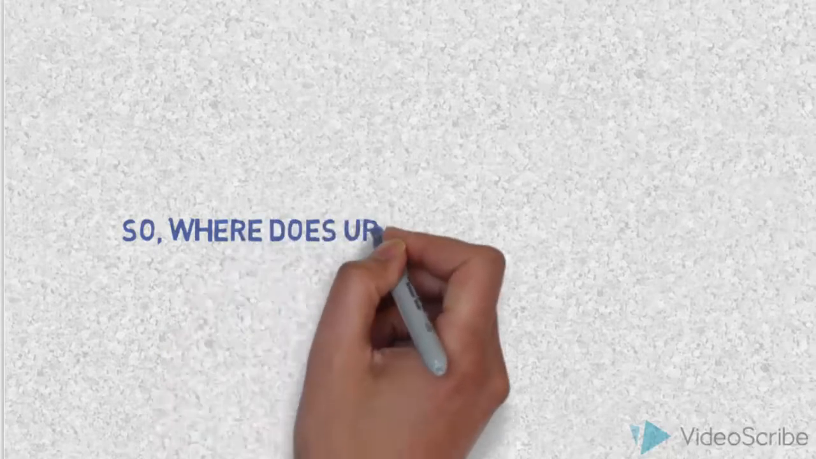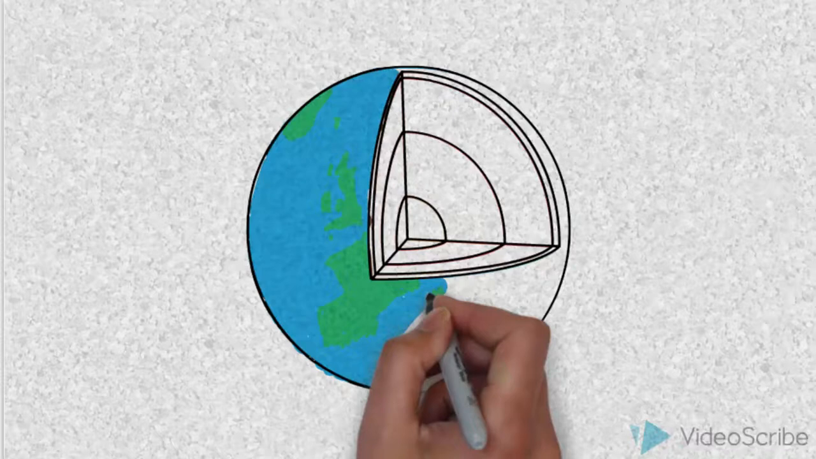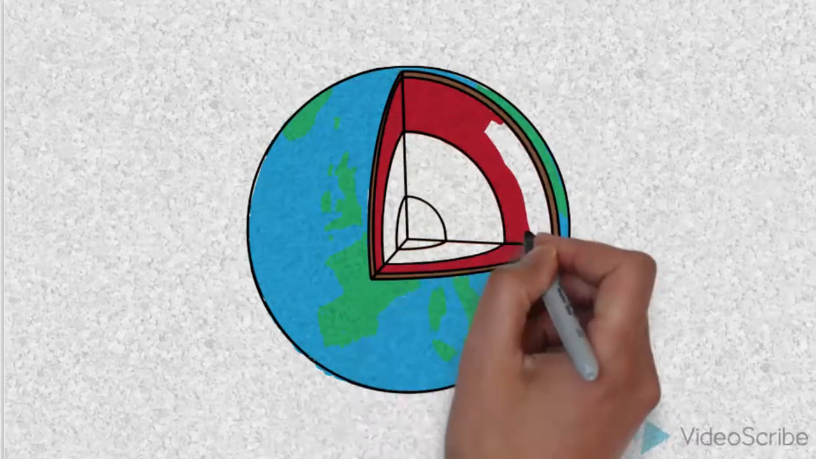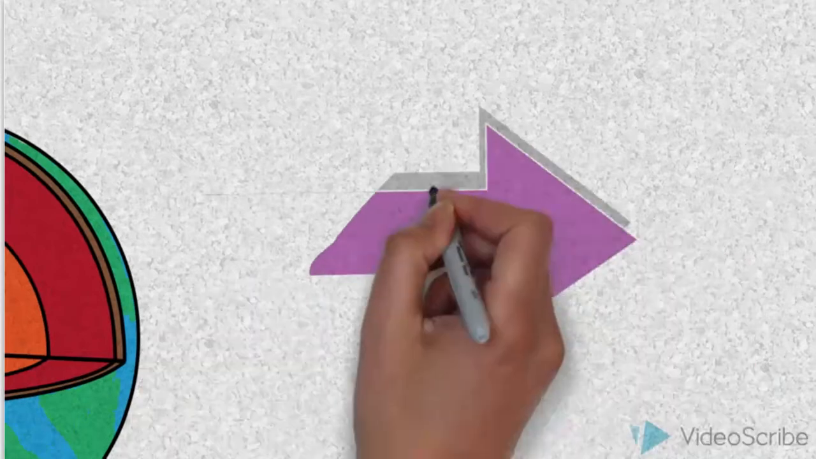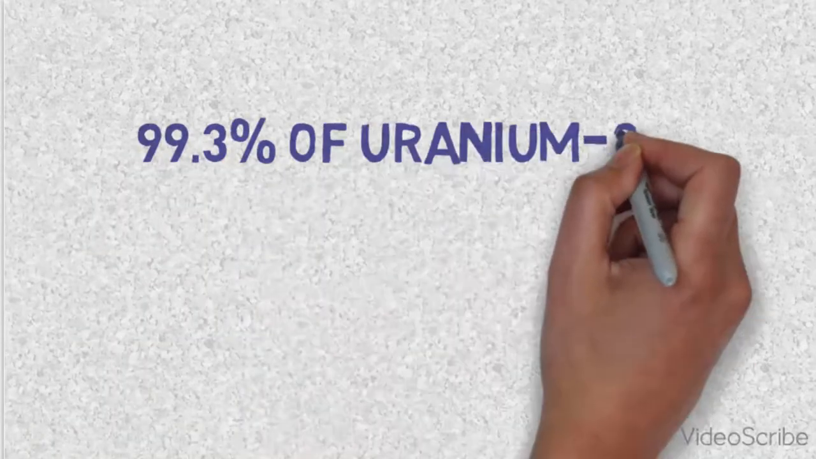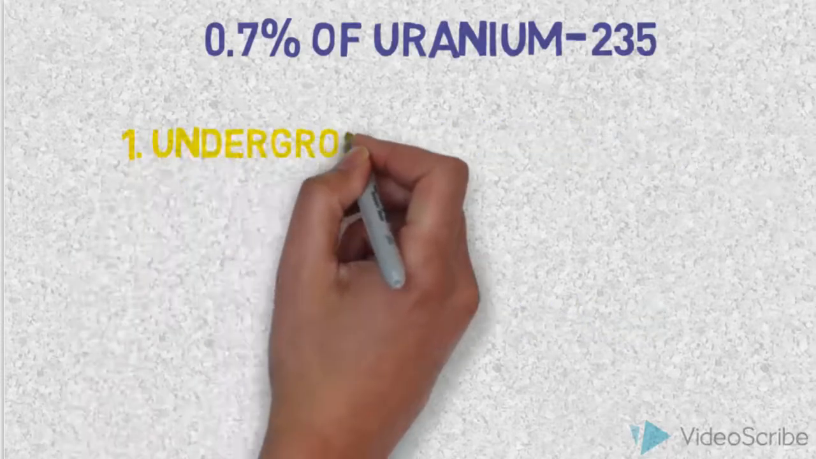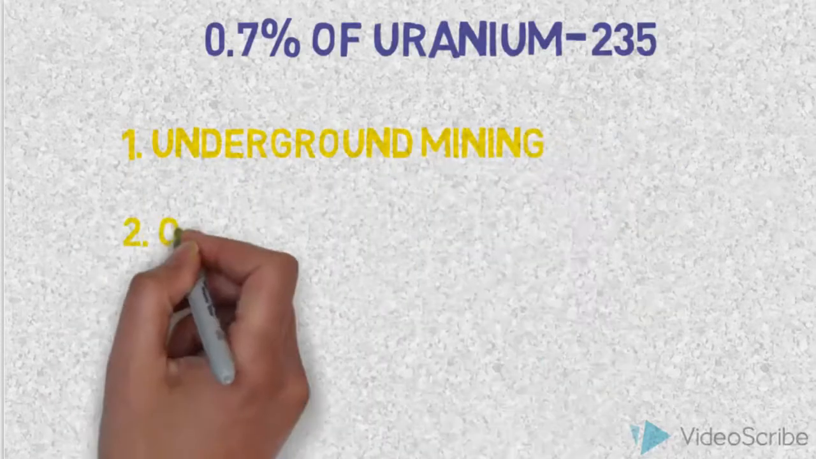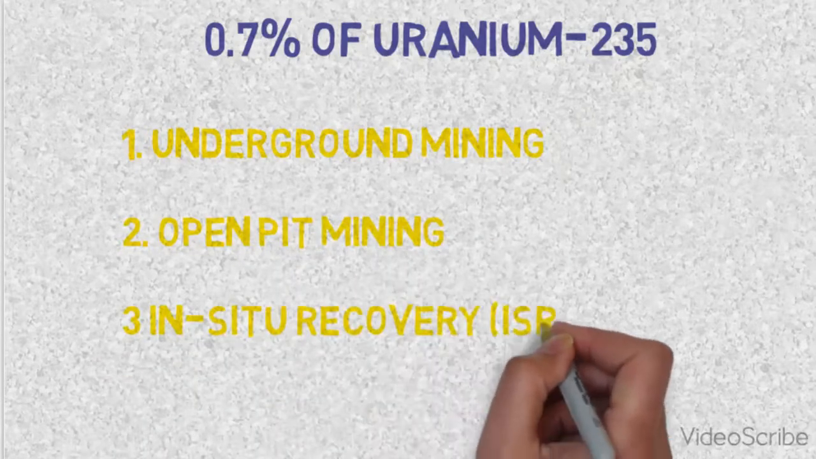So where does uranium-235 come from? Uranium is found close to the Earth's crust, and there is a mixture of 2 large isotopes. There is 99.3% of uranium-238 and 0.7% of uranium-235, which make up the Earth's crust. Uranium-235 can be obtained by underground mining, open pit mining, or ISR mining.